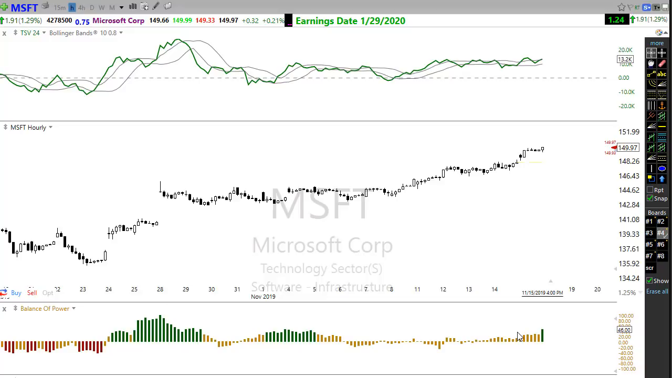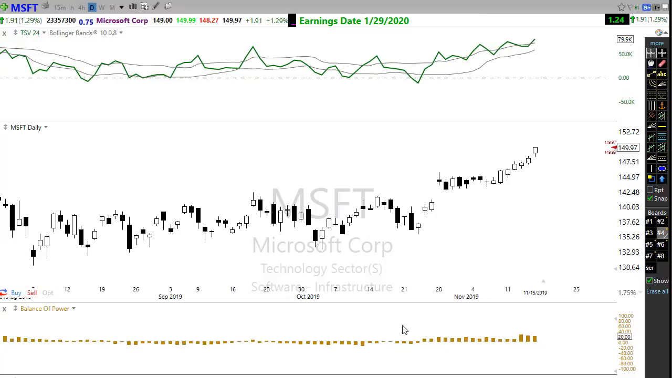TSV will work for large caps. Yeah, definitely. Well, you can see it here. If I go back to the daily, TSV crossing above its Bollinger, staying bullish, staying above the zero line. So yeah, TSV is registering strength in there, where balance of power is not showing systematic accumulation. Okay, remember, there's a difference here. This is measuring price and volume. Balance of power is trying to measure systematic accumulation or distribution.